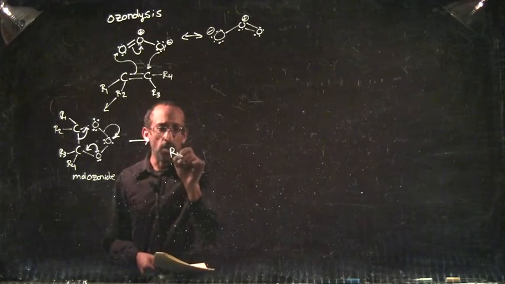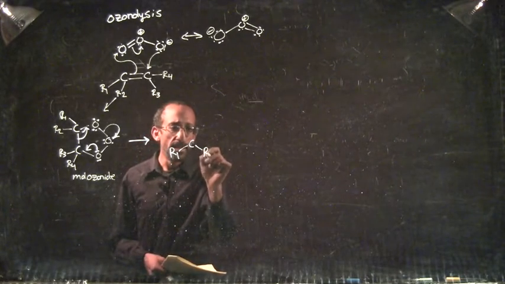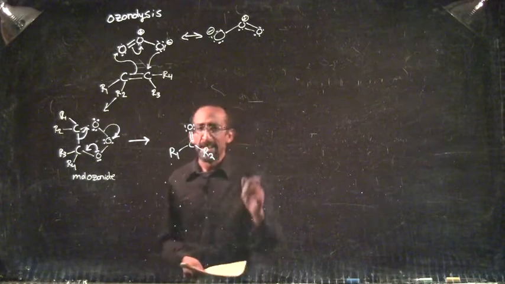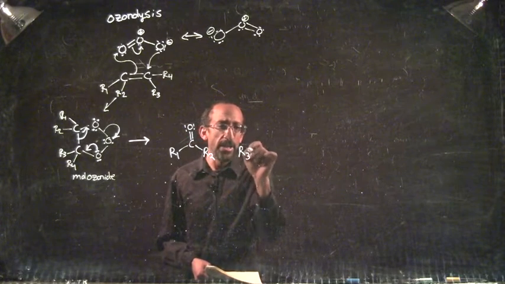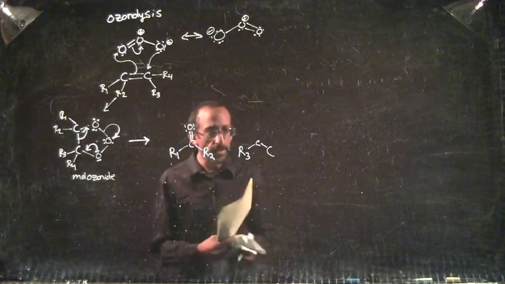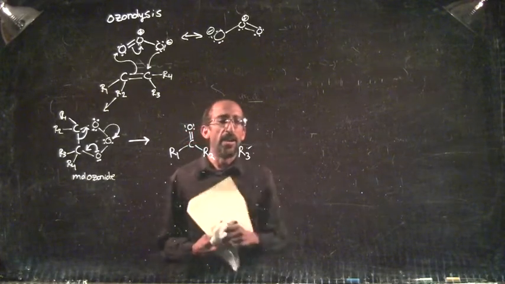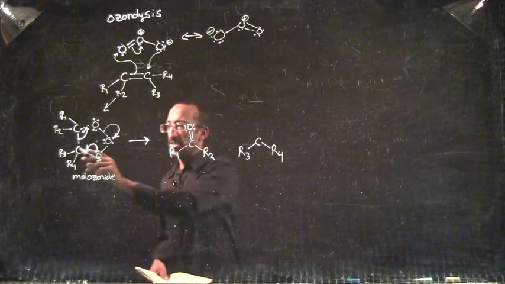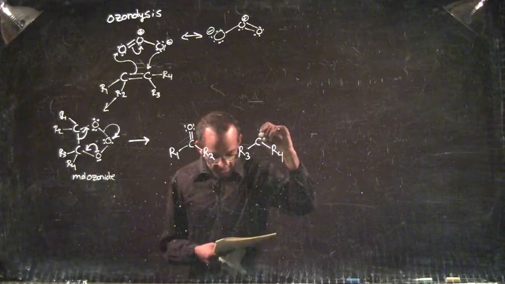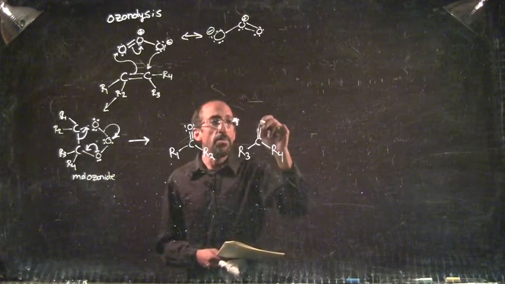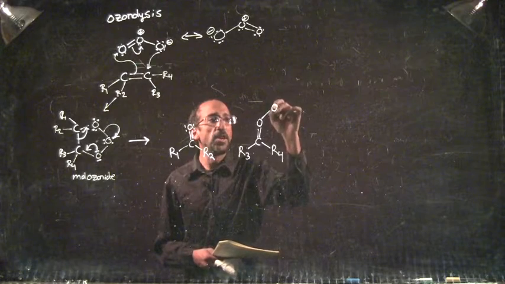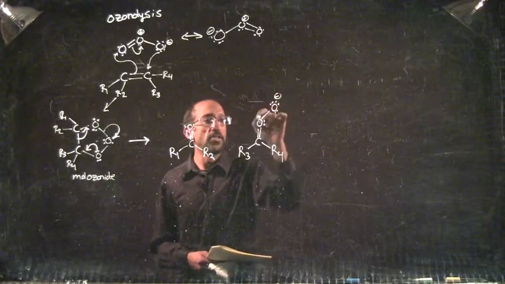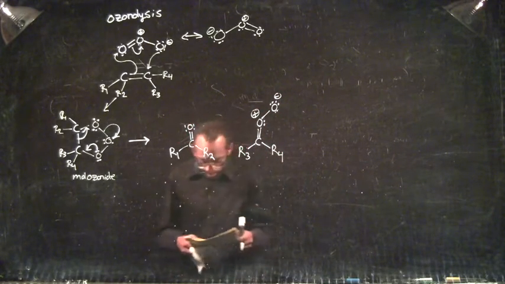So we have R1 connected to a carbon. Here's R2. That's double bonded to this oxygen. And then we have R3, excuse me. We now have R3 and R4 connected to this other carbon atom, which has a double bond to an oxygen, and that oxygen is single bonded to another oxygen. Here are all of our electrons and formal charges.